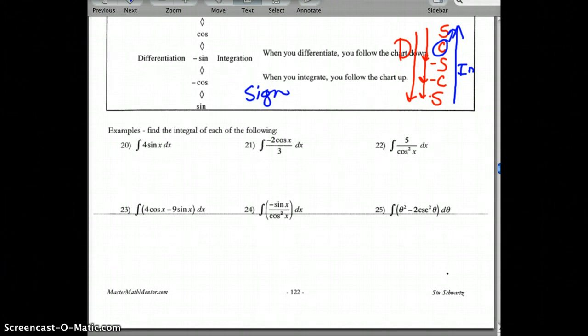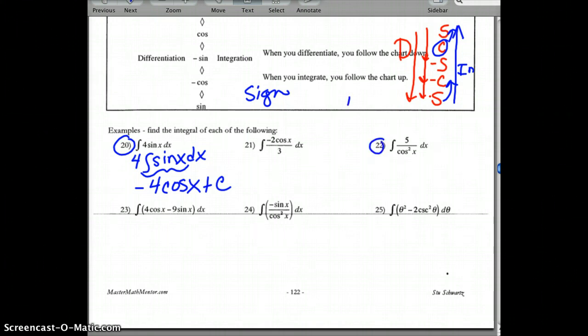So let's go do just a couple, just to refresh our trig brain. So remember the constant multiple rule. The constant can come out front. I am to integrate sine x, right? Sine goes to negative cosine when you integrate or go in reverse. So that's going to give you your negative 4 cosine x plus my arbitrary constant.